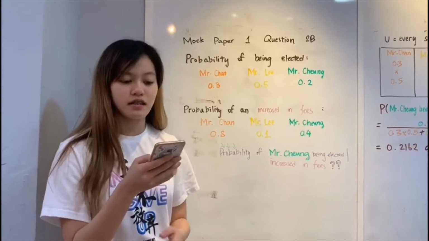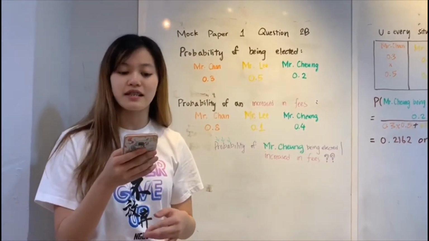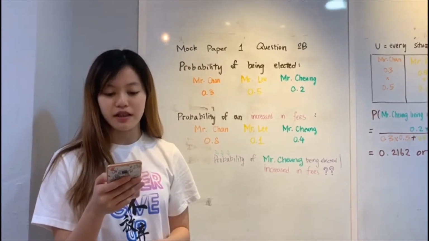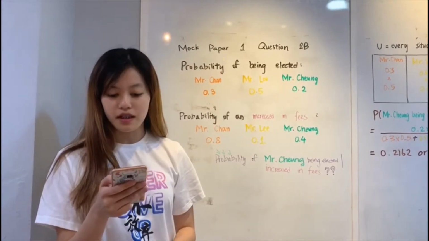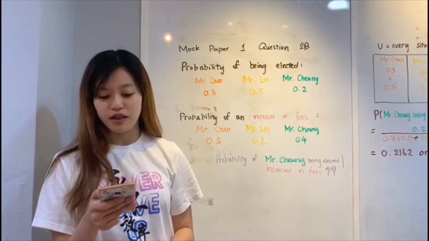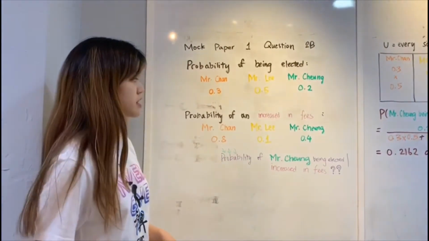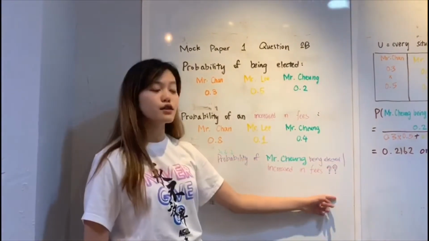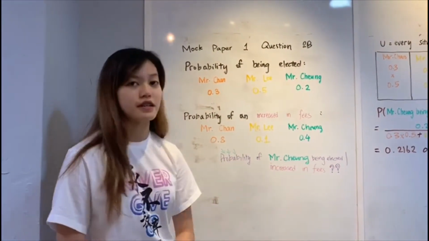If someone is considering joining the club but delays his decision for several weeks, only to find that the fees have been increased, what is the probability that Mr. Zhang was elected president of the club? So the question is basically asking for the probability of Mr. Zhang being elected, knowing that there's an increase in fees.